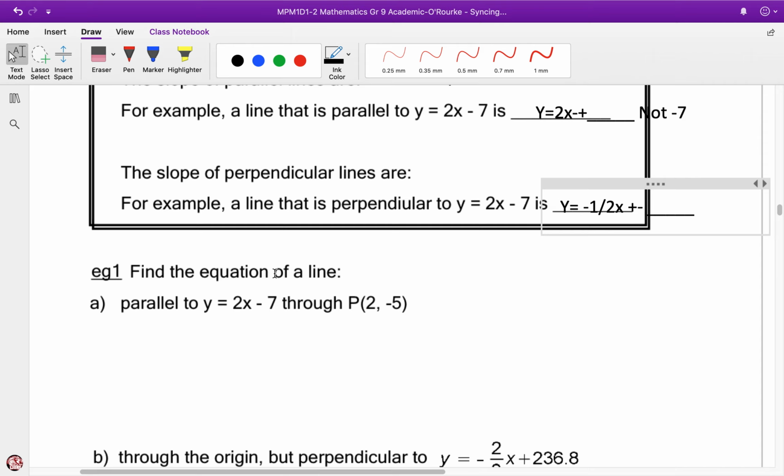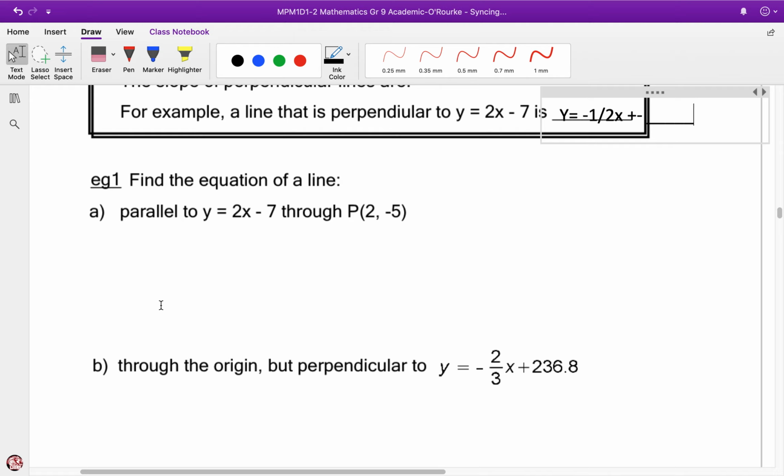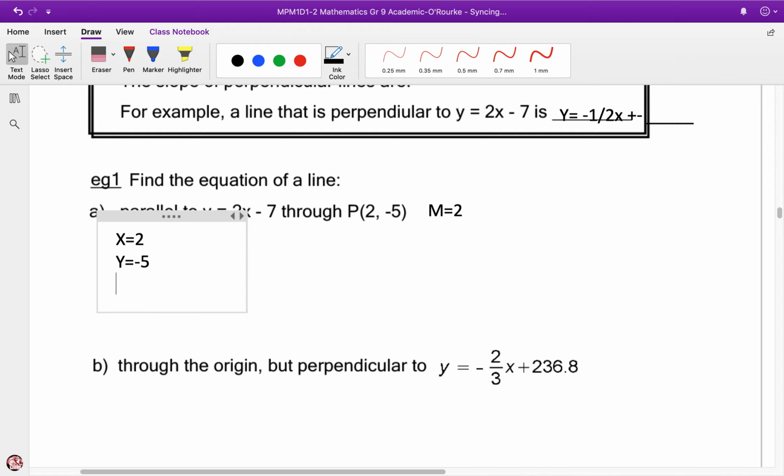So find the equation of a line that's parallel and goes through 2, comma, negative 7. All right, so we've done questions like this before. So we have a point, and we're given our slope. So I'm going to put my slope over here. That's going to be m equals, and we want it parallel, so it's going to be equal. So then let's list what we know. We know that x equals 2, y equals negative 5, m equals 2, and b, we don't know.